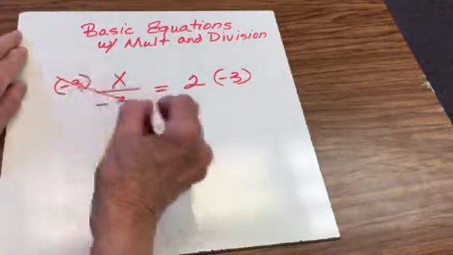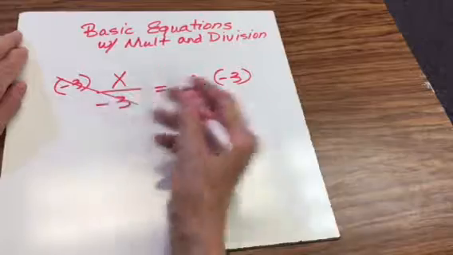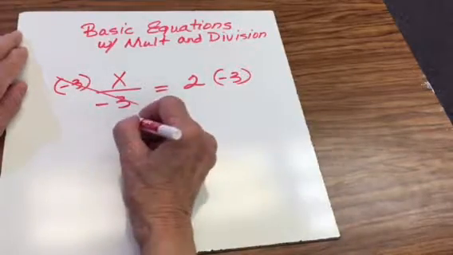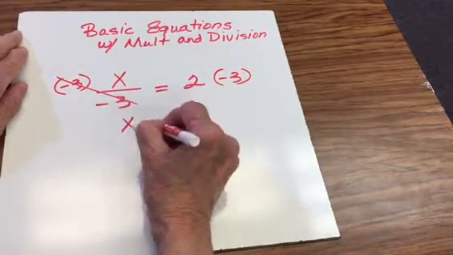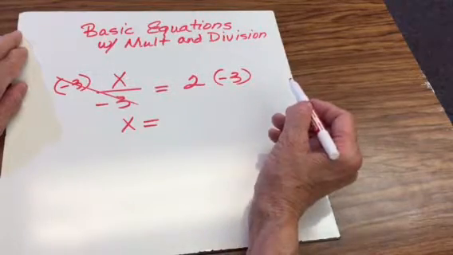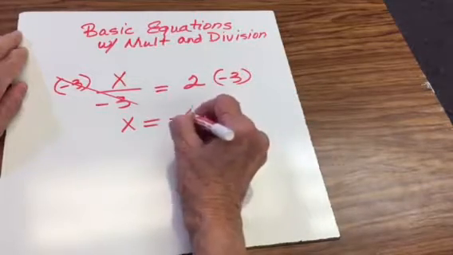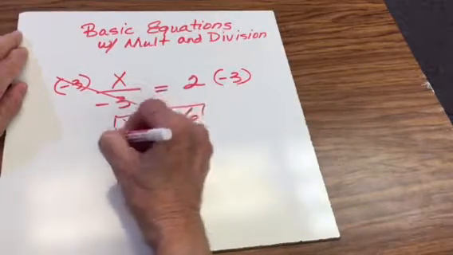Now, this basically will cancel out, and I'll have a 1x left, but I don't have to say 1x. All I have to say is x equals. Now, 2 times -3. Remember, negative times positive is negative, so -6 is my answer.